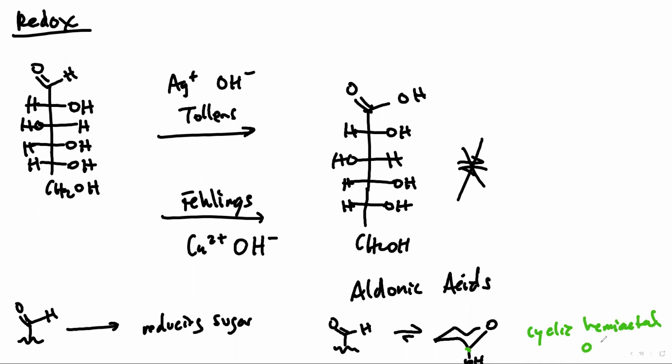If you have an OH, you're good to go there. That's a cyclic hemiacetal. So again, Fehling's and Tollens', the traditional reducing sugar tests. Aldoses will respond perfectly to these, and it sort of makes sense. We know that aldehydes usually respond to oxidation by turning into carboxylic acids.